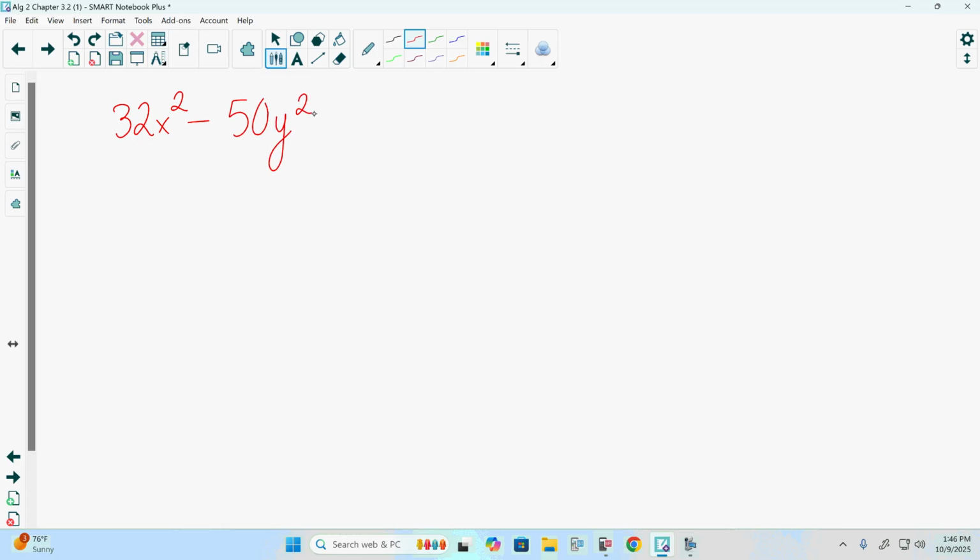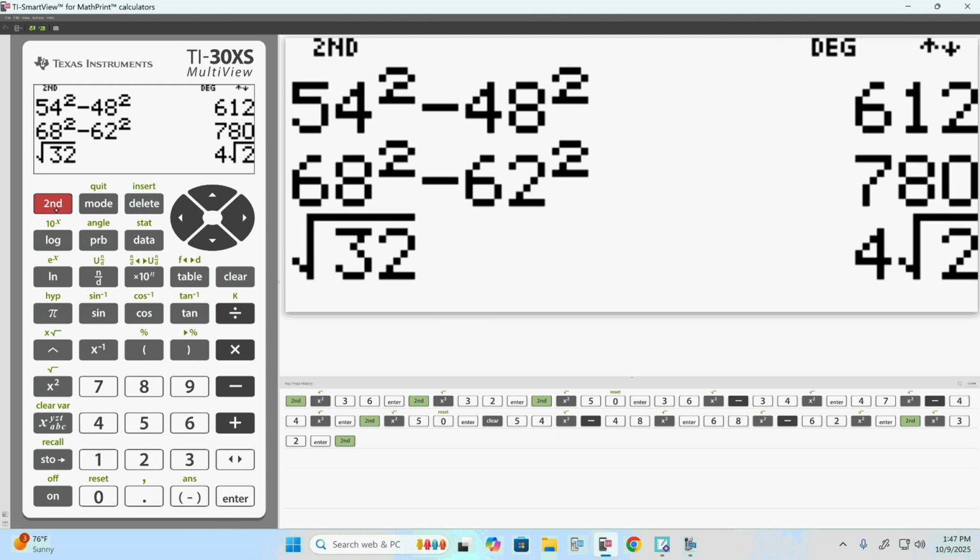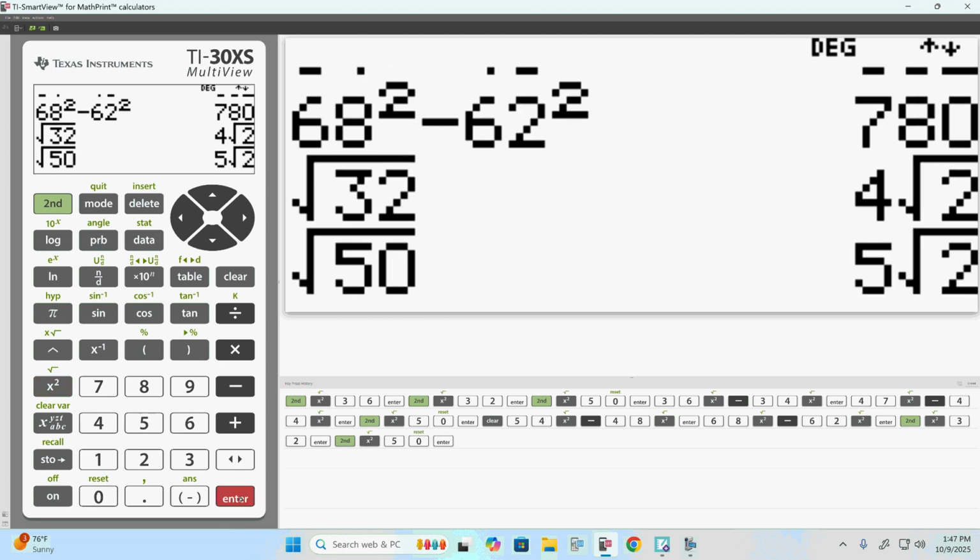32x squared minus 50y squared. What times itself is 32? Well, we can check and see. Square root of 32, square root of 50. There's not a number that multiplies by itself that gives us 32 or 50.